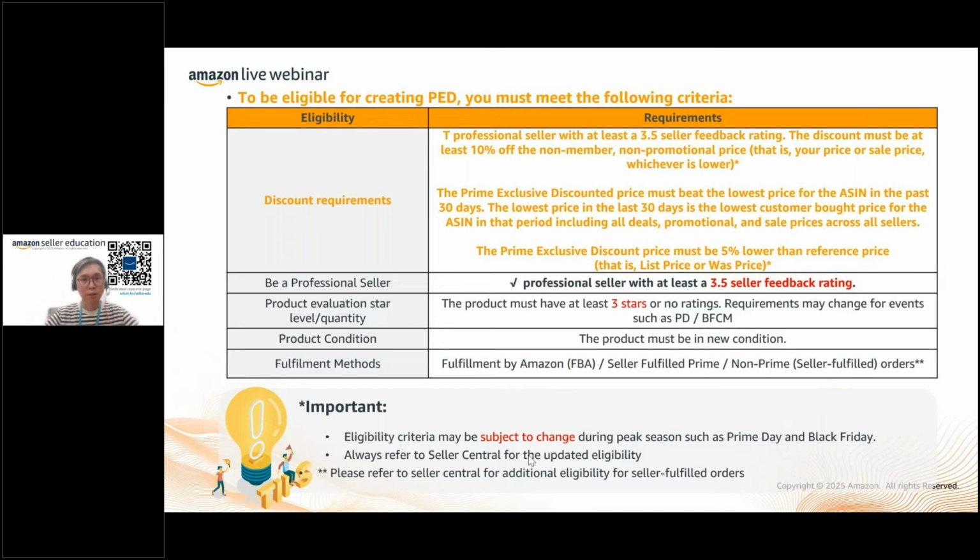And that includes if in the past 30 days you ran any deals or other promotions or sales. It has to be lower than the lowest price in the past 30 days, including any deals or promotions that you may have.